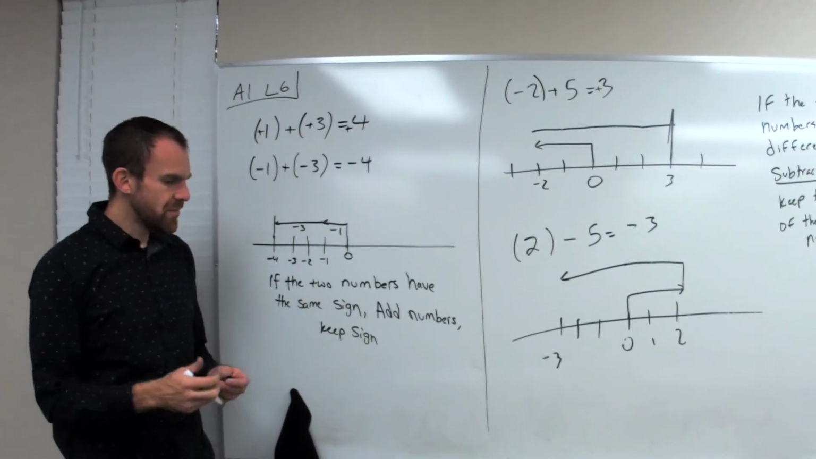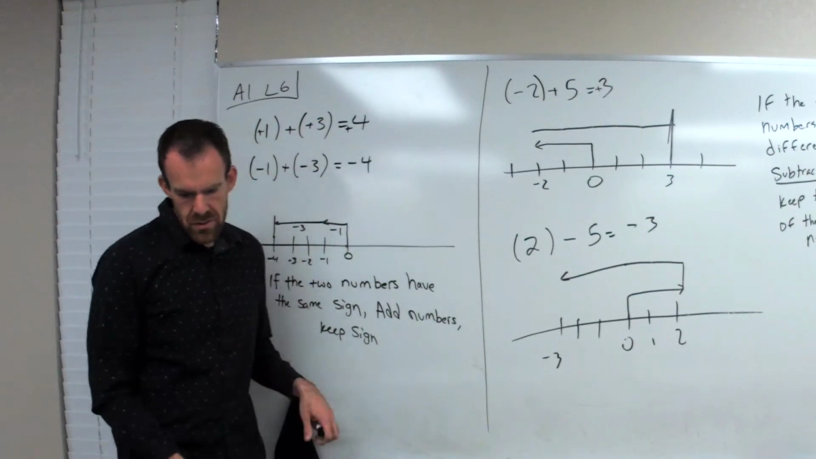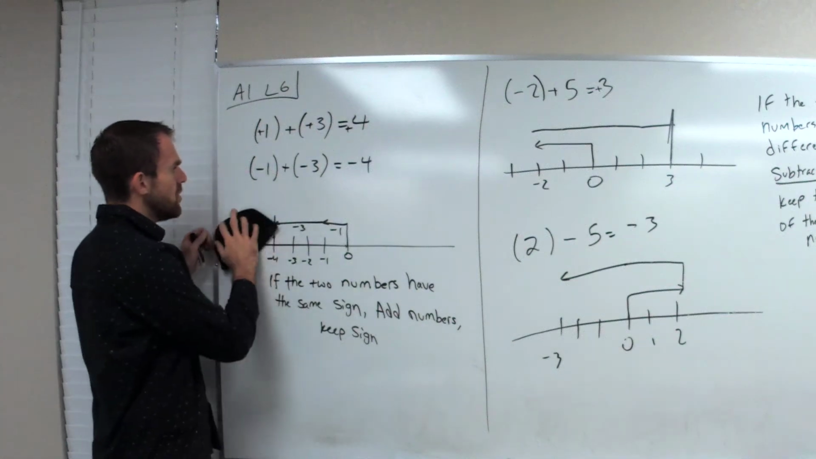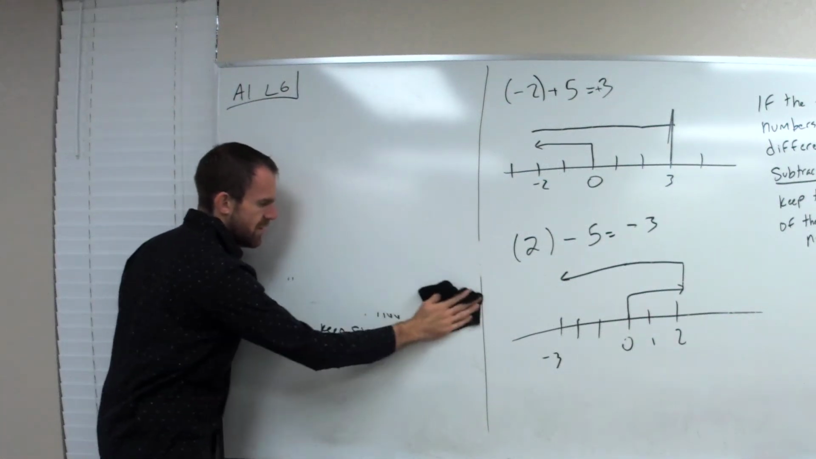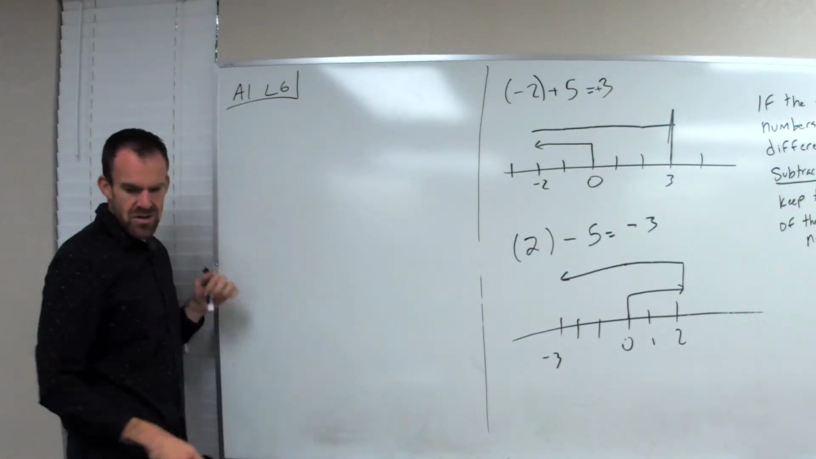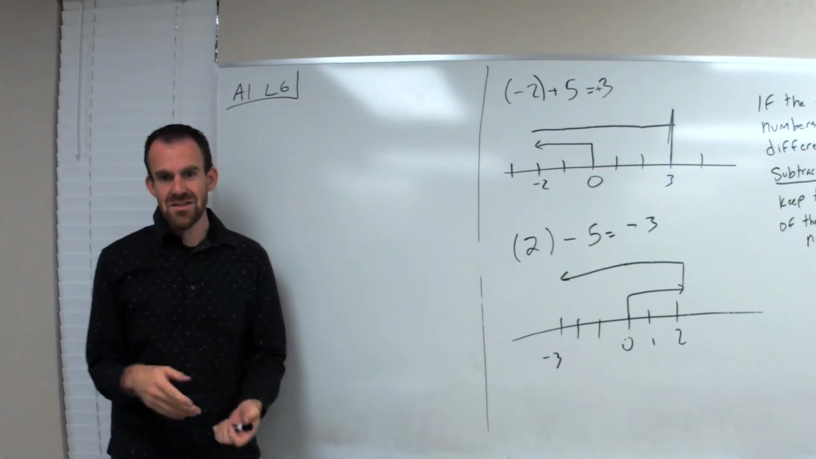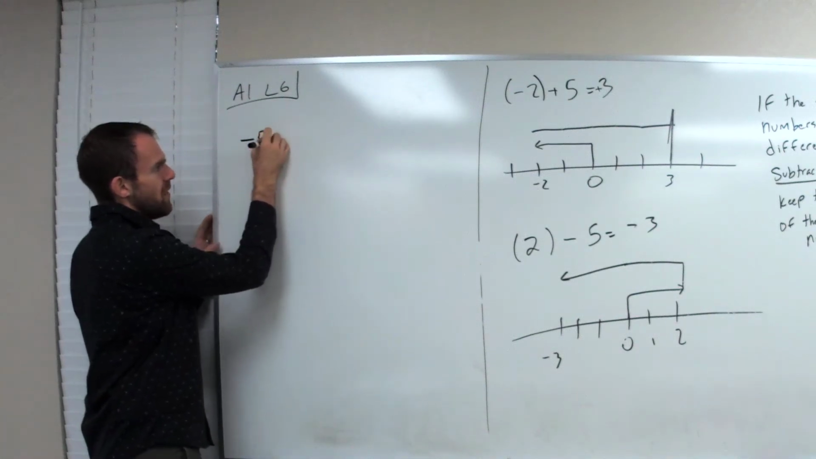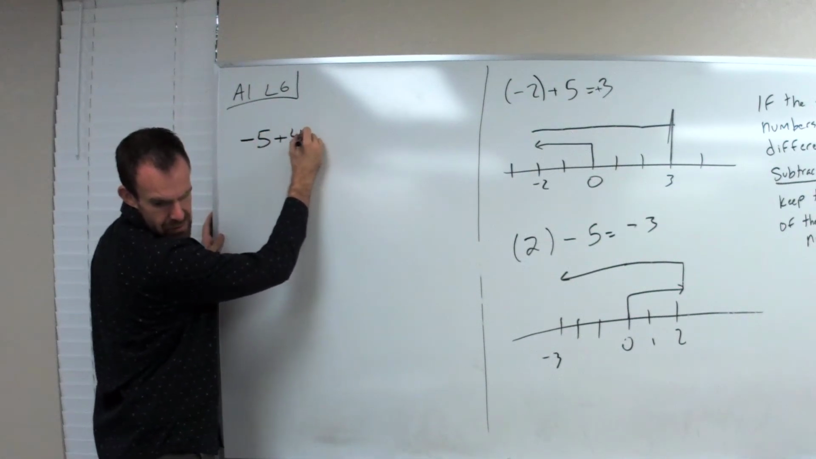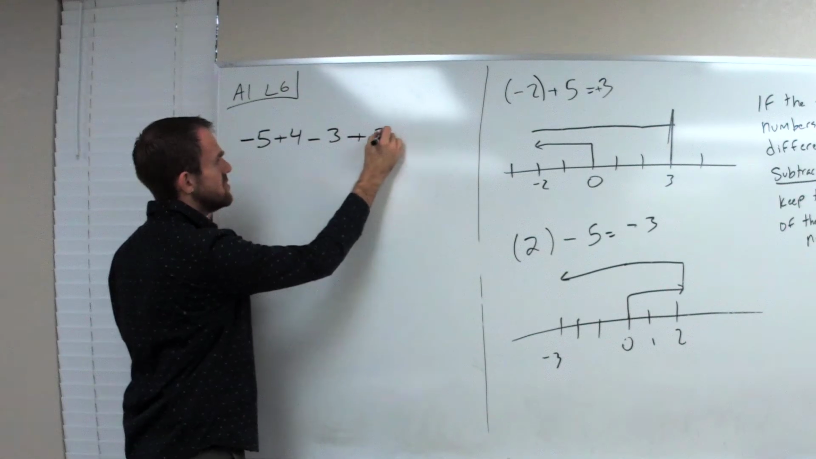Coming back over here, let's add more than 2 numbers now. The key to adding more than 2 numbers, positive or negative, is that you just start with the first 2, and then you go from there. So we have negative 5 plus 4 minus 3 plus 2.